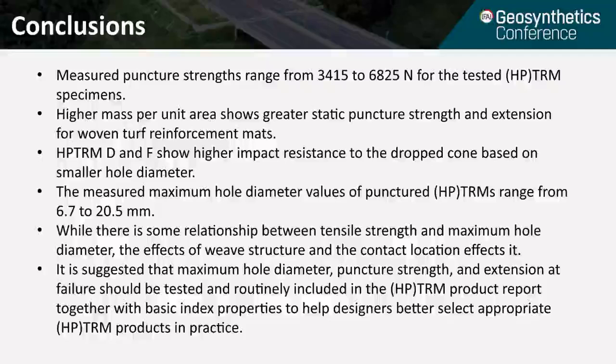Among 6 tested specimens, HPTRM D and F show higher impact resistance to the dropped cone based on the smaller hole diameter. The measured maximum hole diameter values for the puncture TRMs range from 6.7 to 20.5 millimeters. While there is some relationship between the tensile strength and maximum hole diameter, the effects of weave structure and contact location affect it.